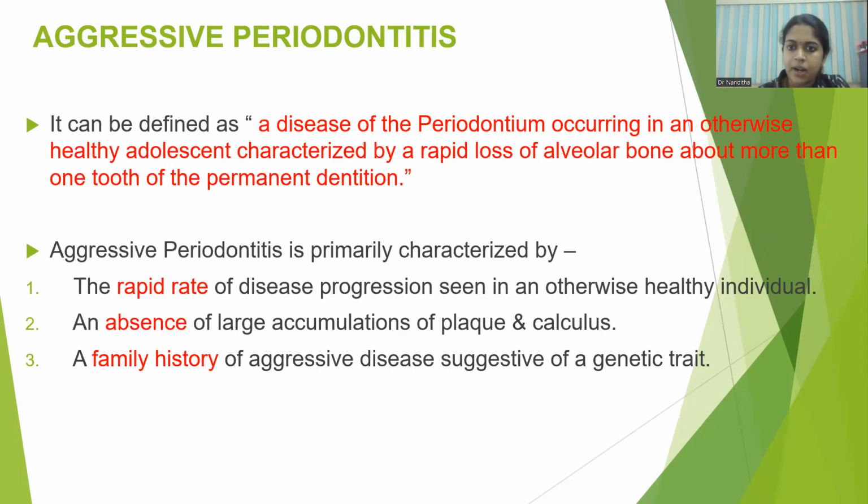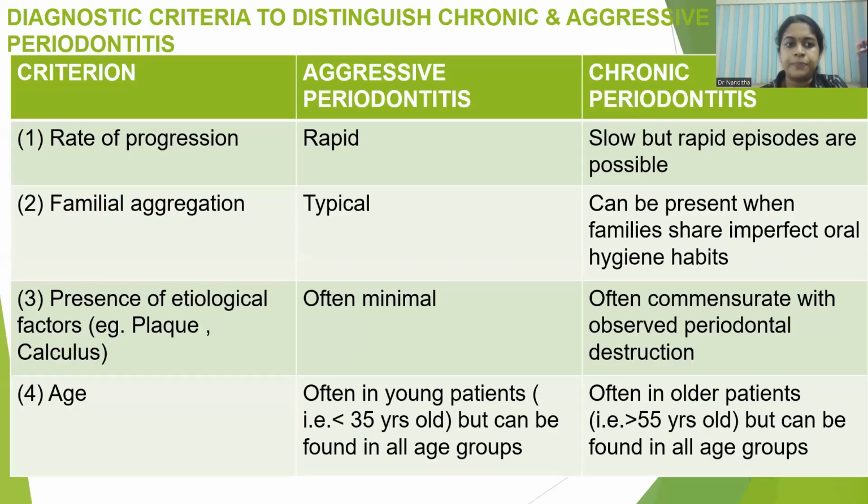So what is aggressive periodontitis? The definition says that it is a disease of the periodontium occurring in an adolescent, very healthy adolescent, characterized by rapid loss of alveolar bone involving one or more permanent teeth. So what are the characteristic features of aggressive periodontitis? First is the rapid nature of disease progression in an otherwise healthy adolescent, absence of local factors, that is plaque and calculus, and presence of familial aggregation of the disease.